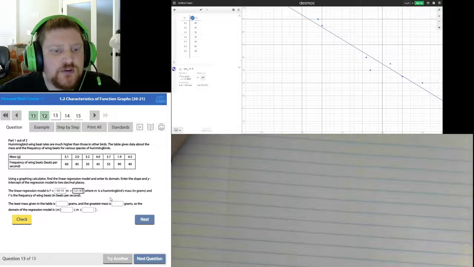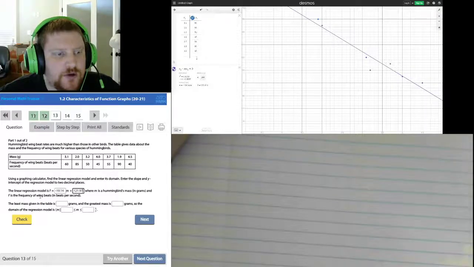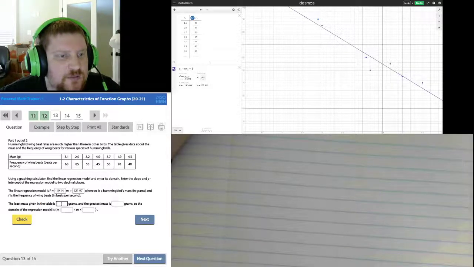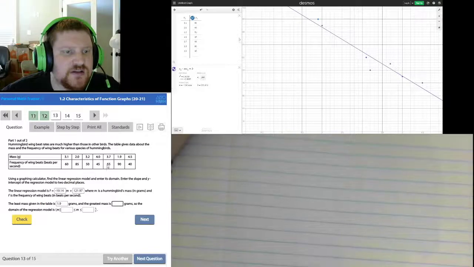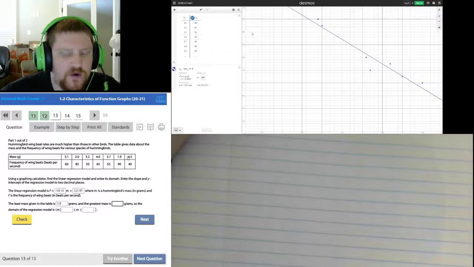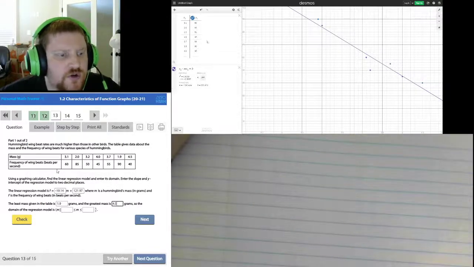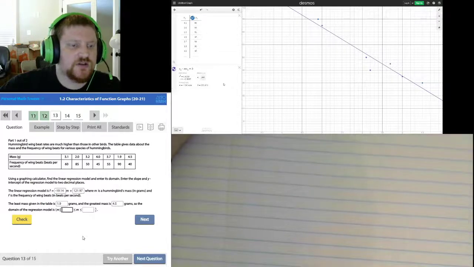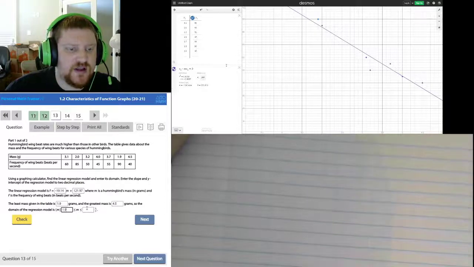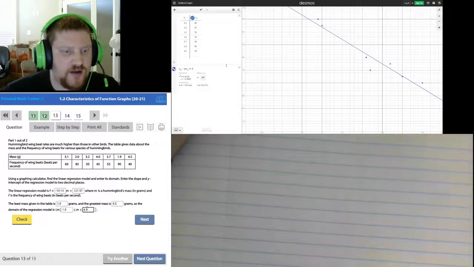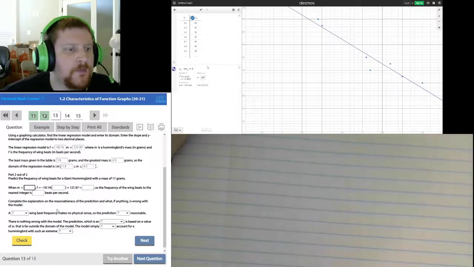Where m is the hummingbird's mass and f is the frequency of wing beats. The smallest mass on the given table is 1.9. The greatest mass is 4.5. So the domain of the regression model is 1.9 ≤ m ≤ 4.5. Check.